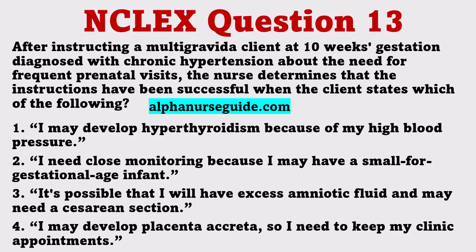The correct answer is 2. Women with chronic hypertension during pregnancy are at risk for complications such as preeclampsia, about 25%, abruptio placentae, and intrauterine growth retardation, resulting in a small for gestational age infant. There is no association between chronic hypertension and hyperthyroidism. Pregnant women with chronic hypertension are not at an increased risk for hydramnios, an abnormally large amount of amniotic fluid. Clients with diabetes and multiple gestations are at risk for this condition. Placenta accreta, a rare placental abnormality, refers to a condition in which the placenta abnormally adheres to the uterine lining. It is not associated with chronic hypertension.